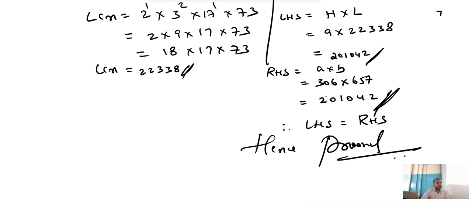HCF answer, LCM answer, you should multiply separately. Given two integers, A and B, multiply them separately. Both the answers should remain the same. If both the answers are the same, then only our answer is correct. If not, our answer is wrong. Done? Good. Take on the next question.